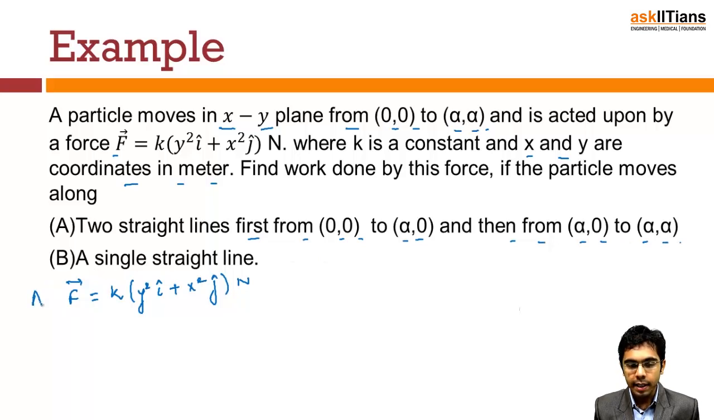Let's first talk about part A. What exactly is the figure? This is the actual figure. The body will move along this path, and after that it will move along this path, and this is the straight line. This point is A comma A, this point denotes A comma 0, and this point denotes 0 comma 0.